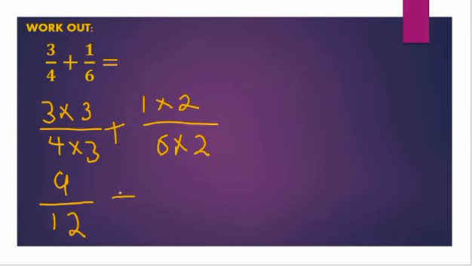plus 1 times 2 equals 2 over 12 to get the answer. So 9 is positive and 2 is positive, so when we have two numbers of the same sign we have to add them, and as the two numbers are positive, the answer is positive. So the answer is 11 over 12.